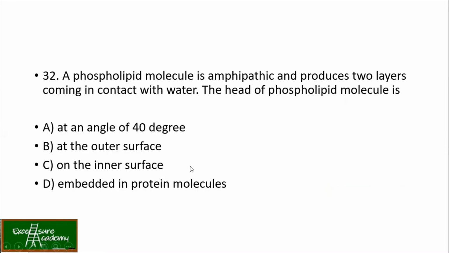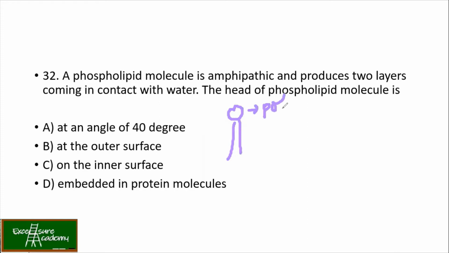Next, a phospholipid molecule is amphipathic and produces two layers coming in contact with water. The head of the phospholipid molecule is dash. The given options are at an angle of 40 degree, at the outer surface, on the inner surface, or embedded in the protein molecules. See, in this case, we have studied the plasma membrane, right? So we know that in the case of phospholipid, it has the polar head.